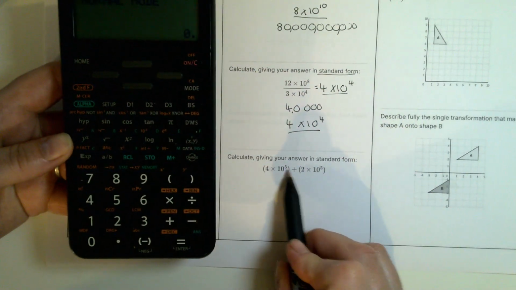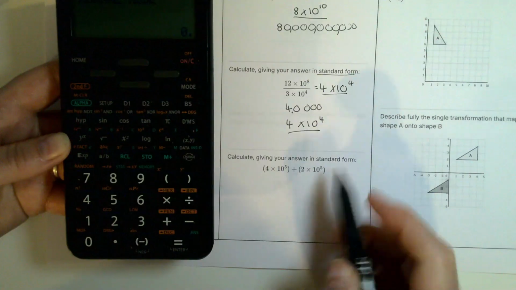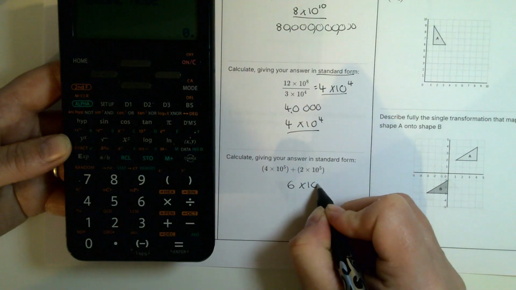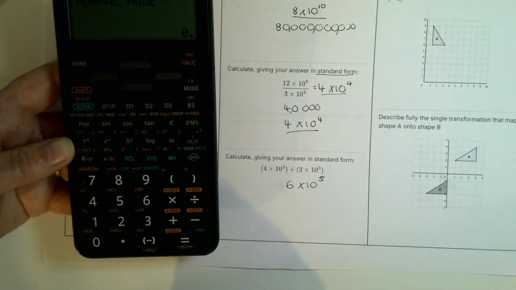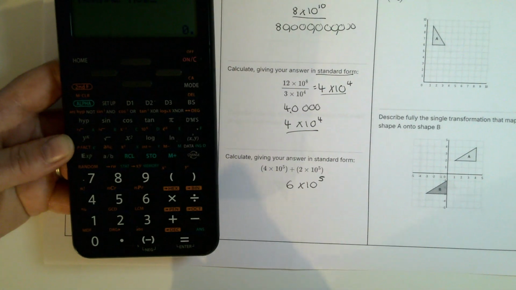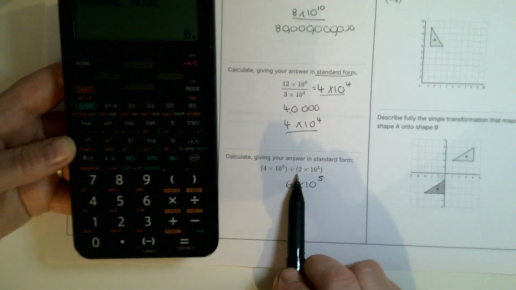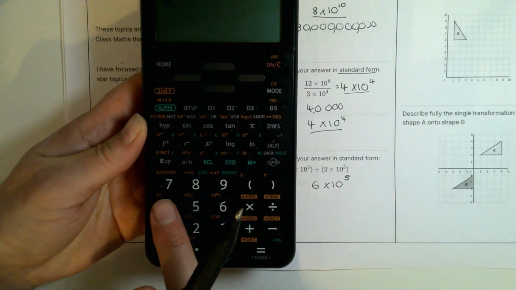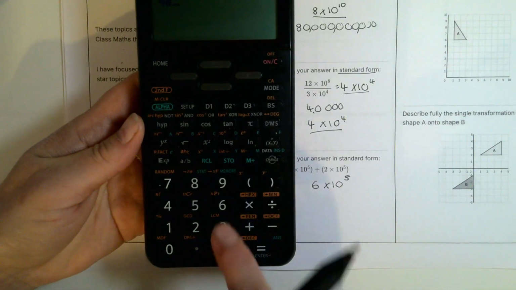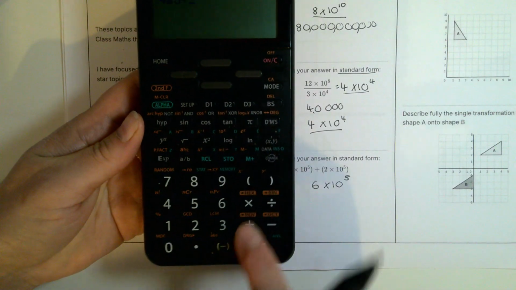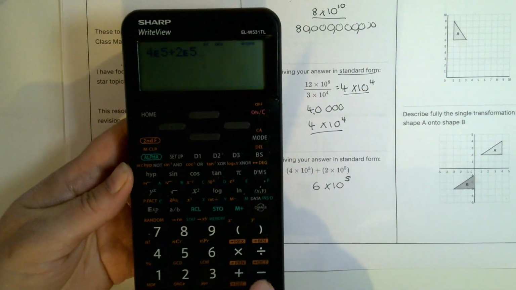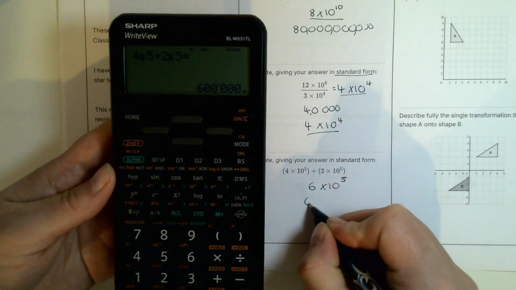When adding, you can add the numbers provided the powers are the same. So because the powers are the same, I can do 4 add 2, which is 6, and then because we're adding, the powers will remain. Now I did that without a calculator. You're probably going to get one with a decimal here and a decimal here, so let's put it into the calculator. 4 EXP 5, add 2 EXP 5, and then press equals, and there you have it.